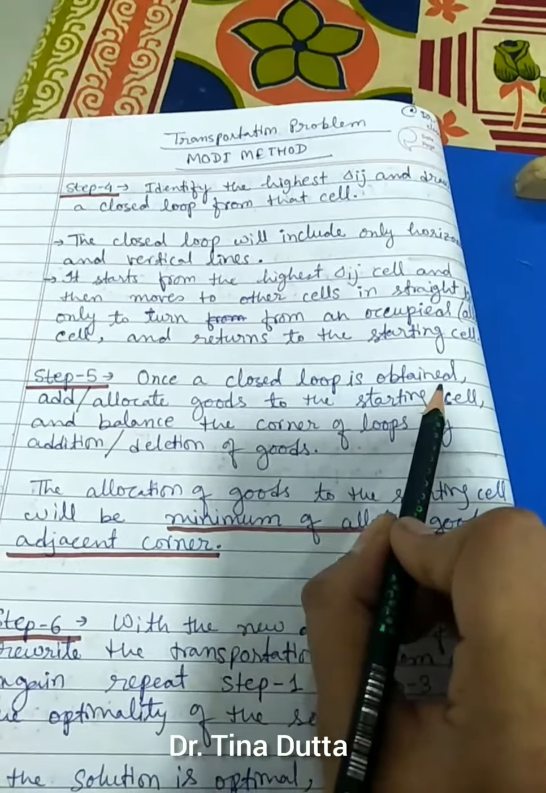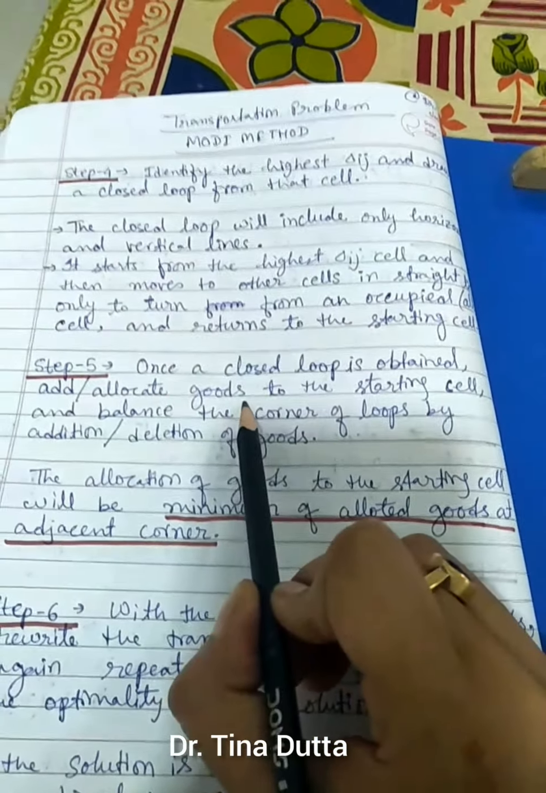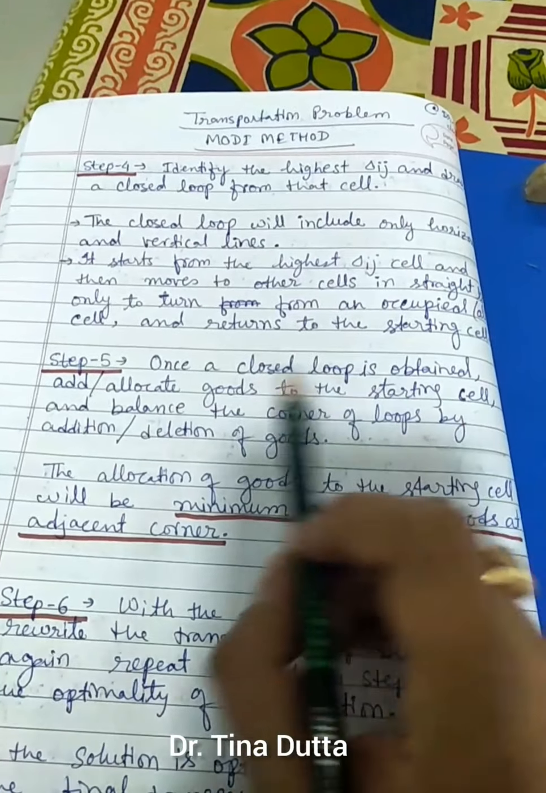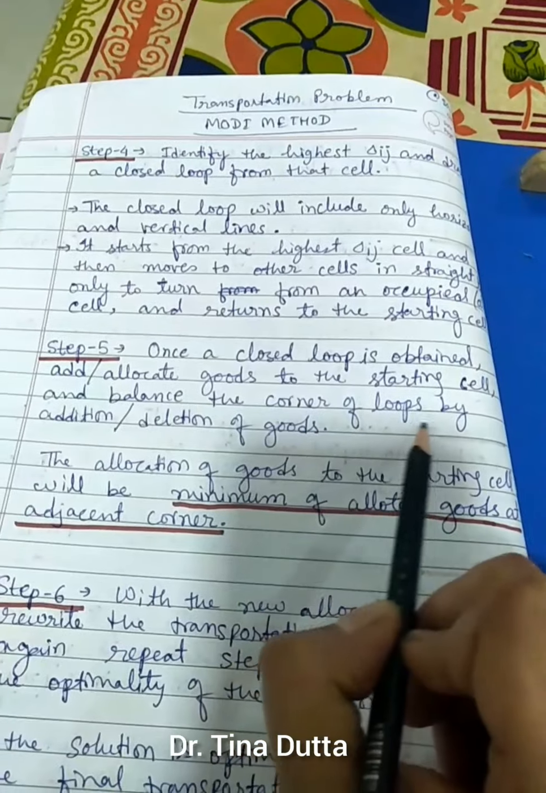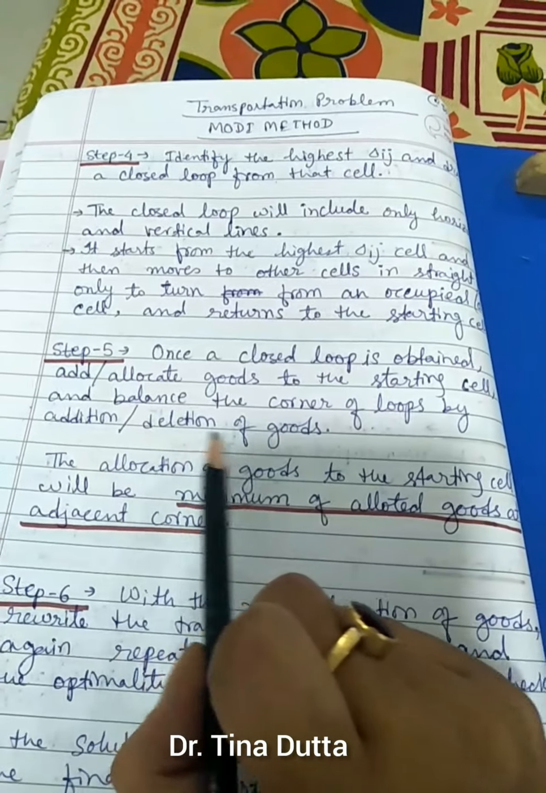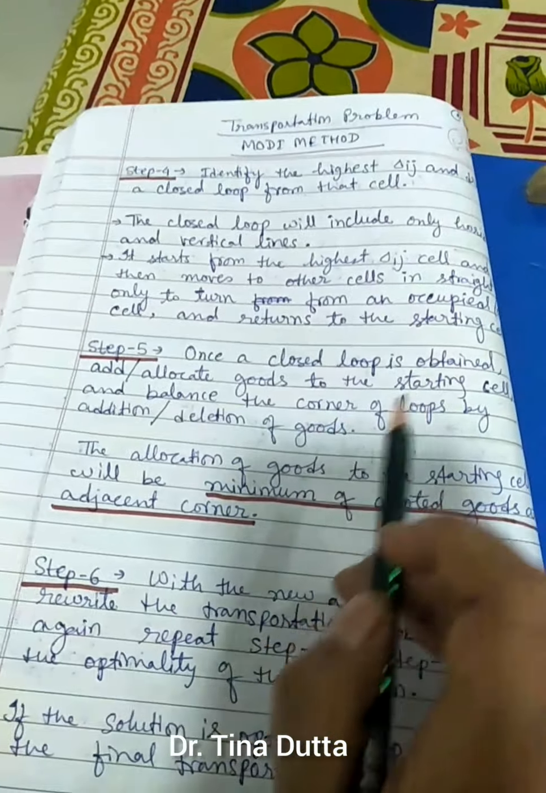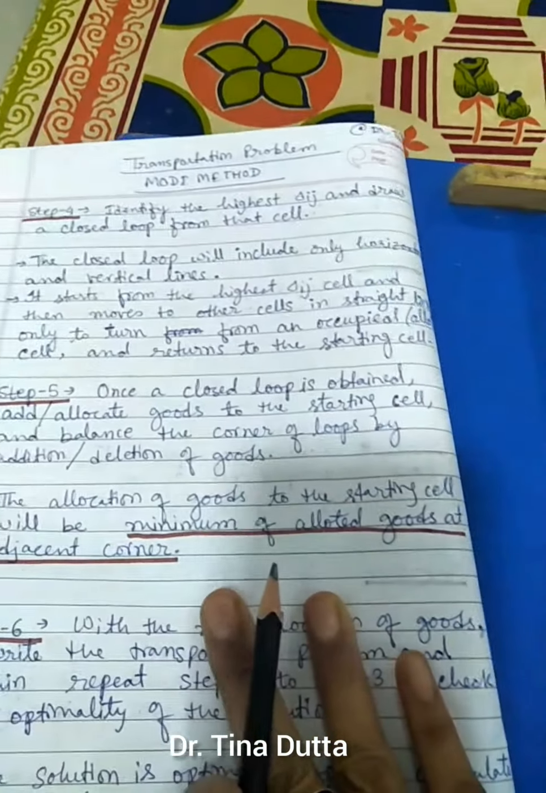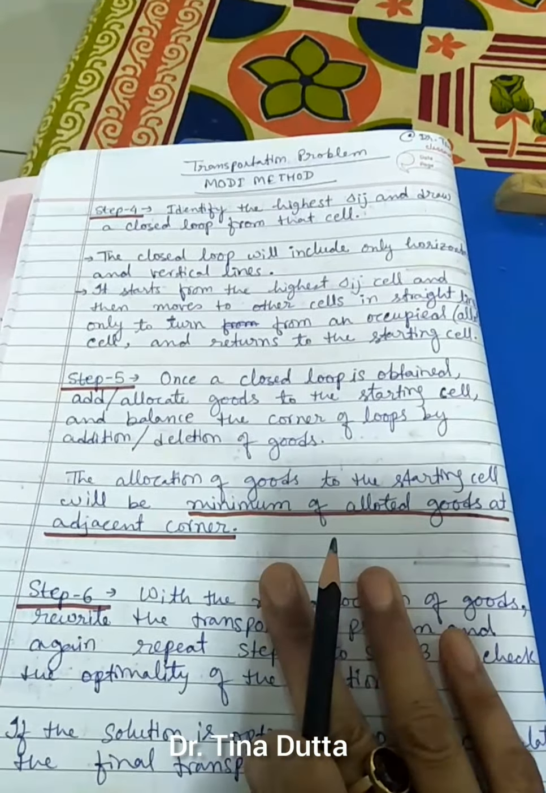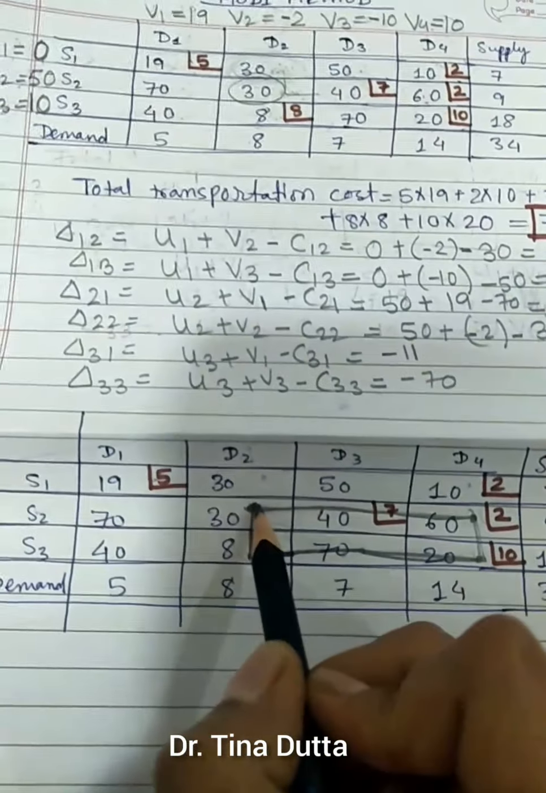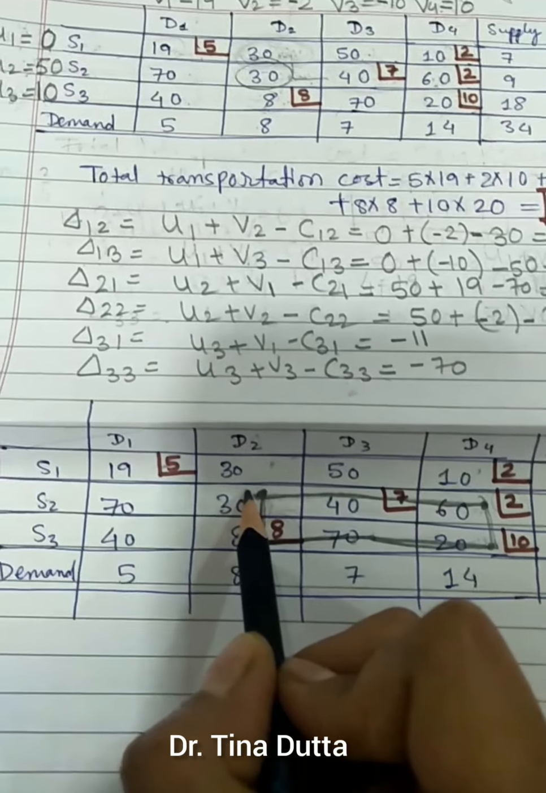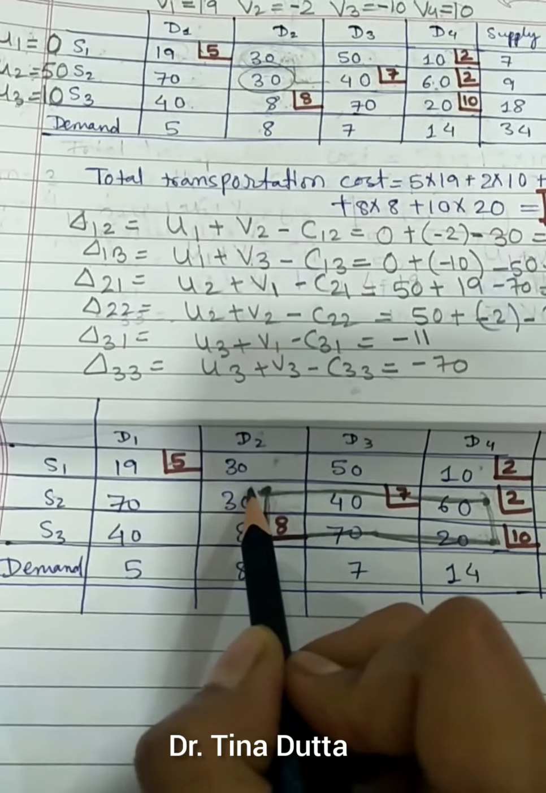When you get the closed loop, add or allocate goods to the starting cell. You have to add goods to the starting cell and then you have to balance the corners of the loop by addition or deletion of goods. The allocation of goods to the starting cell will be the minimum of the allotted goods at the adjacent corners. It says that in this cell goods will be allocated. So how many goods will be allocated? You have to see the adjacent corner.